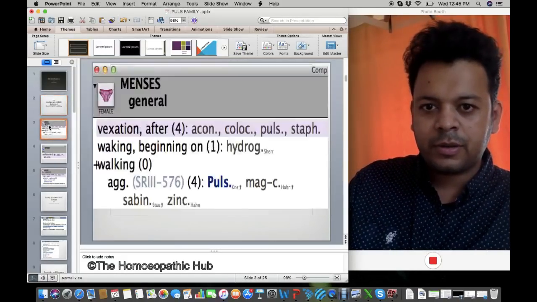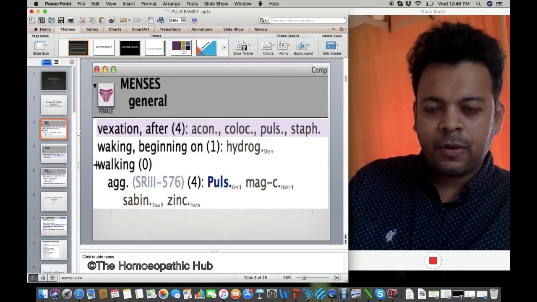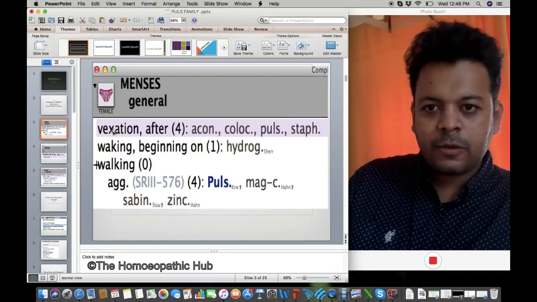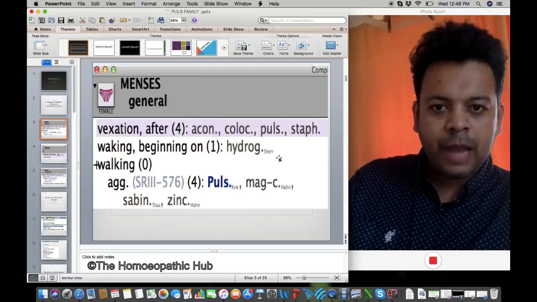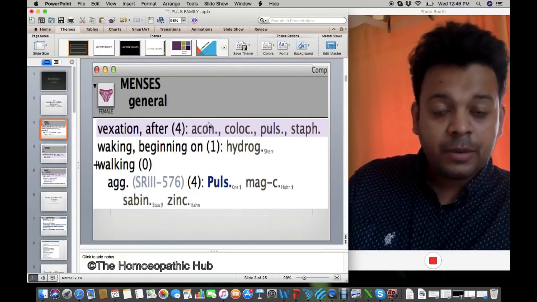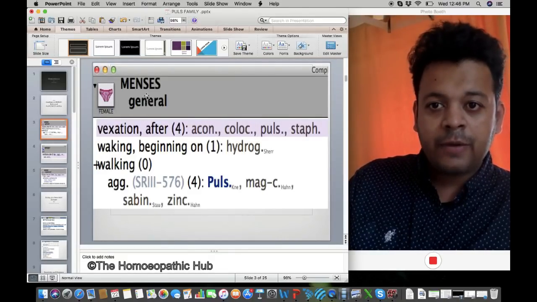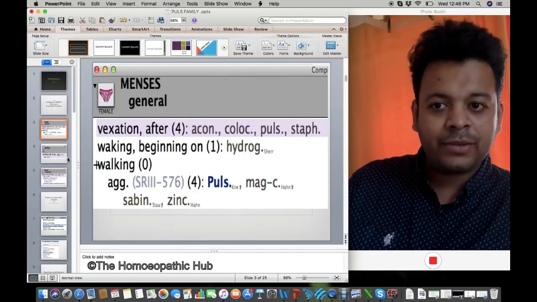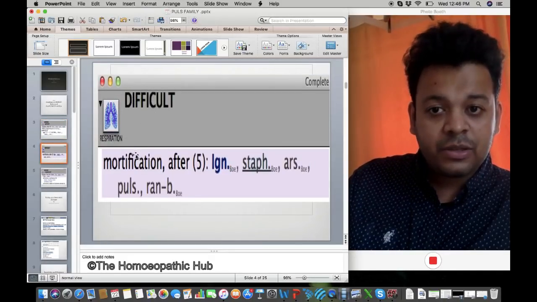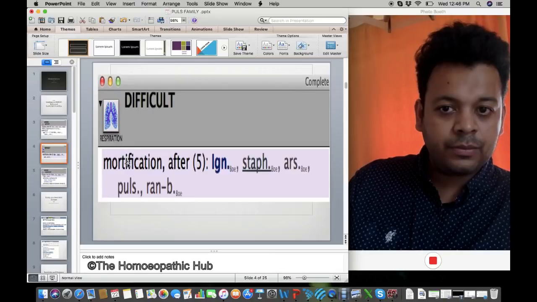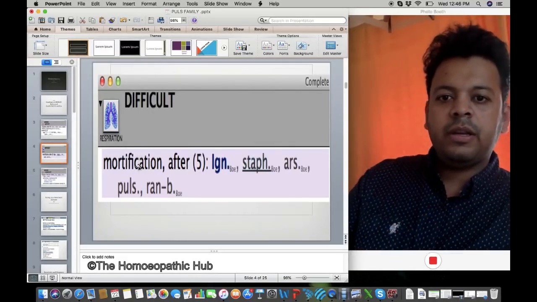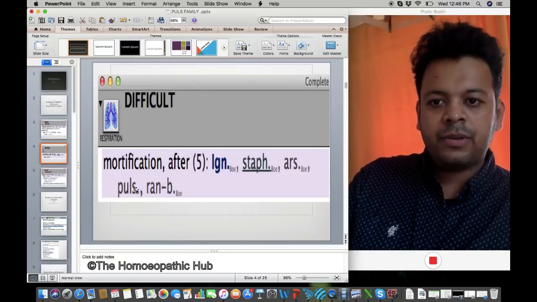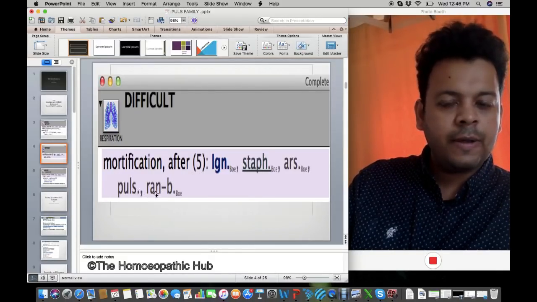So you can see, first of all, menses, vexation. Vexation is like an insult. You'll see Aconite, Pulsatilla, Staphysagria, three remedies from the same family having problems with the periods after vexation. Respiration difficult after mortification. Mortification again is like an insult, so you have difficulty in breathing after insult. You can see Staphysagria, Pulsatilla, Ranunculus bulbosus.